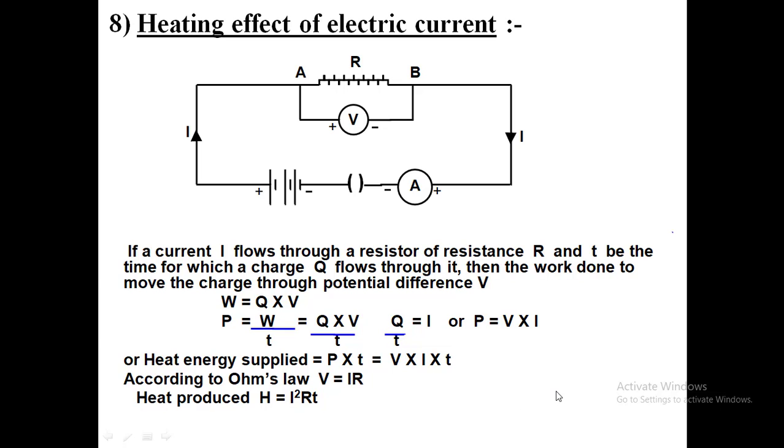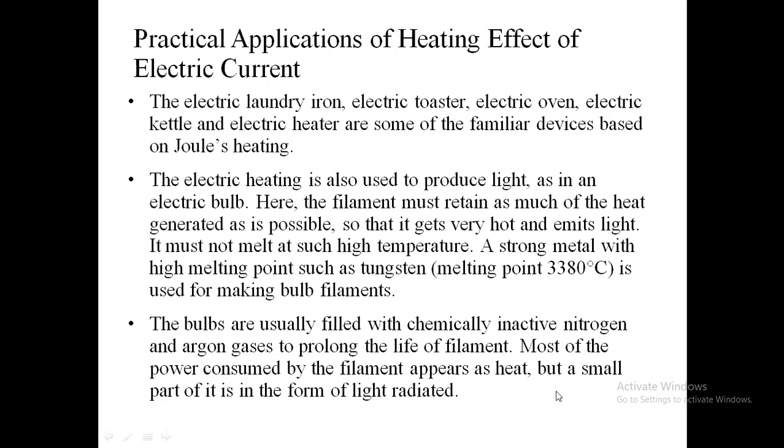Now let's see some practical applications of heating effects of current. First one, the electric laundry iron, electric toaster, electric oven, electric kettle, and electric heater are some of the familiar devices based on Joule's heating. I hope you all know about the laundry iron. People used to iron their clothes by using an electric iron box. Electric toaster. Toaster means it is used to fry the bread.